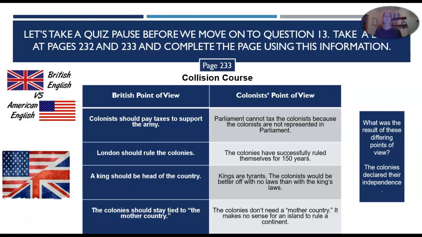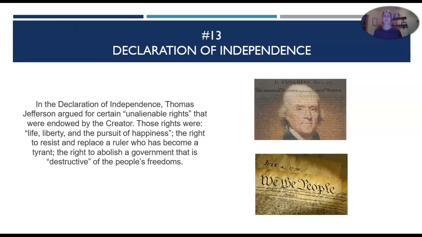So the British point of view, and then the colonist point of view. The British point of view is on the left, and the colonist point of view is on the right. Again, we're not going to spend a lot of time on this in the flip video lesson, but when you're doing this on your own, you can take a pause and fill that in. Okay? All right, back to our regular questions.